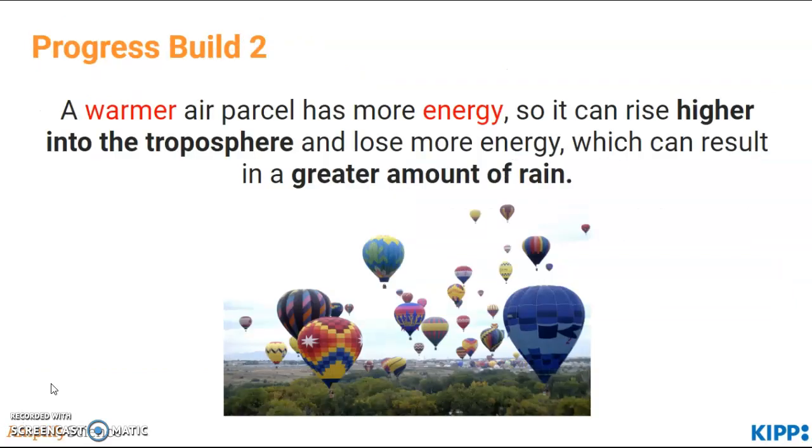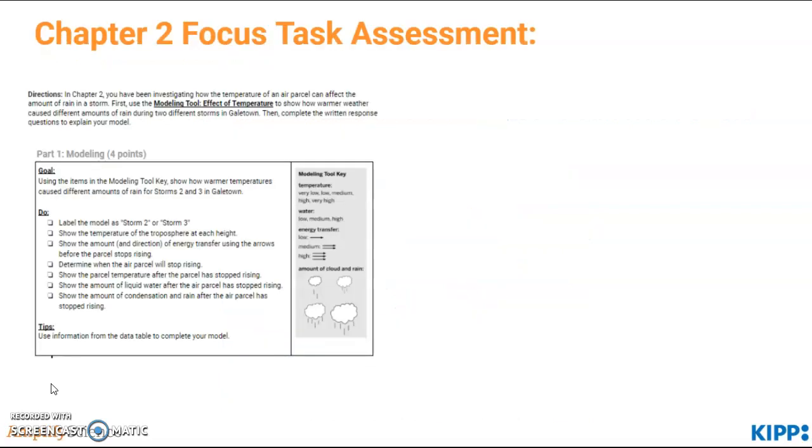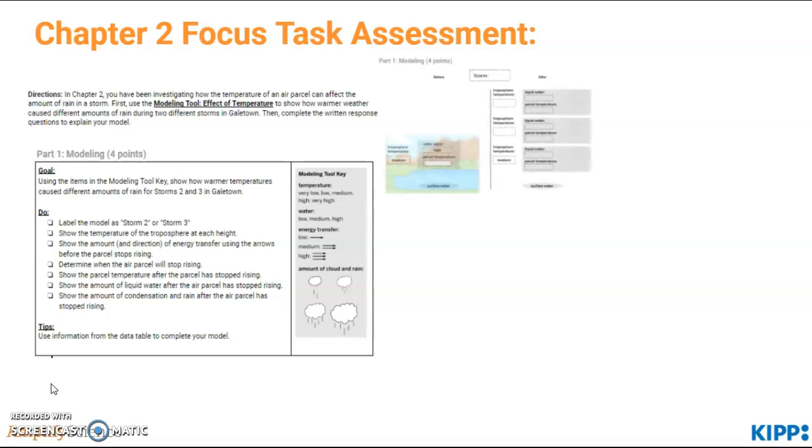This brings us to progress build 2, where students should be able to explain that a warmer air parcel has more energy, so it can rise higher into the troposphere and lose more energy, which can result in a greater amount of rain. The chapter 2 focus task asks students to express their understanding of progress build 2 by creating a model and explaining their model.